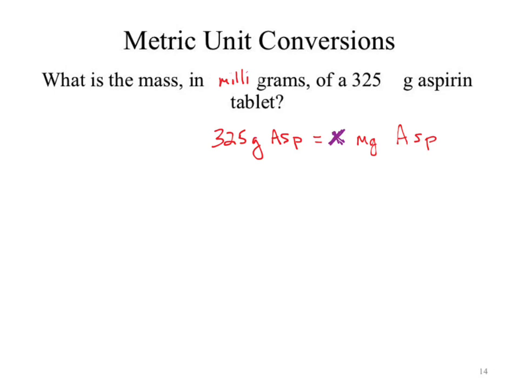Okay? Is there another equality? I think it's because I said another. I don't know. Is there another equality that's important? Yes. What's that other equality? 1 gram equals 1,000. 1 gram of aspirin equals 1,000 milligrams of aspirin.